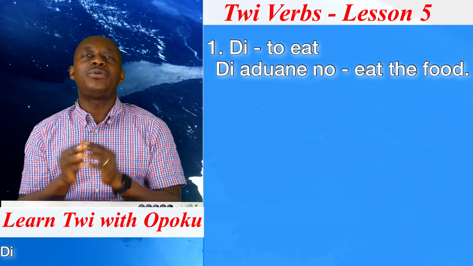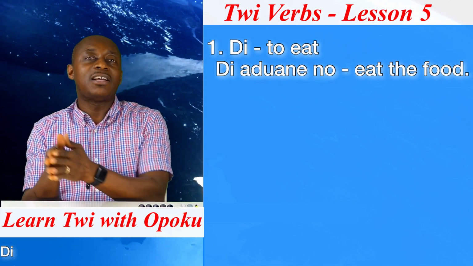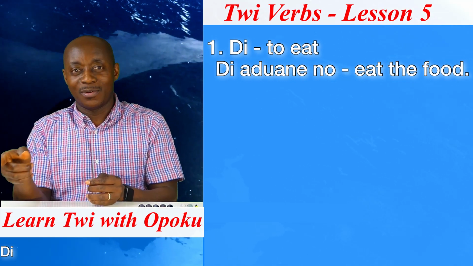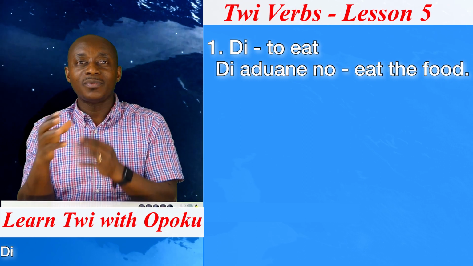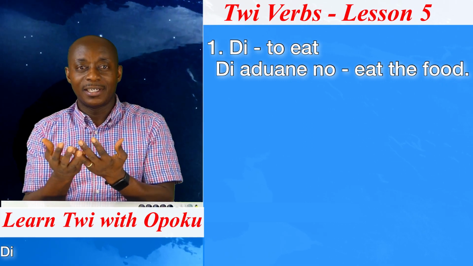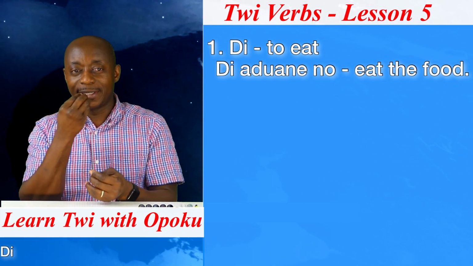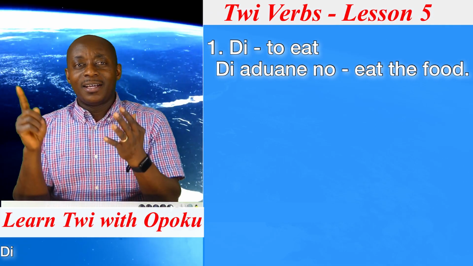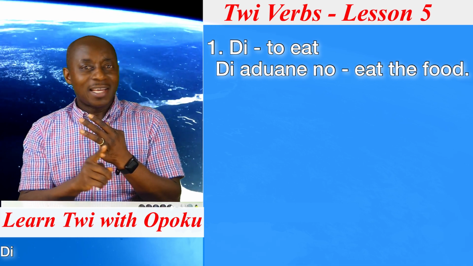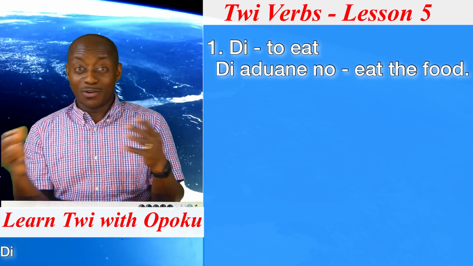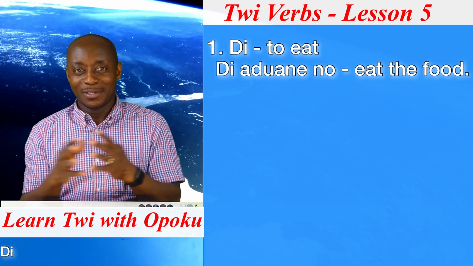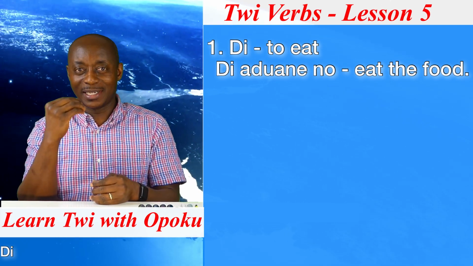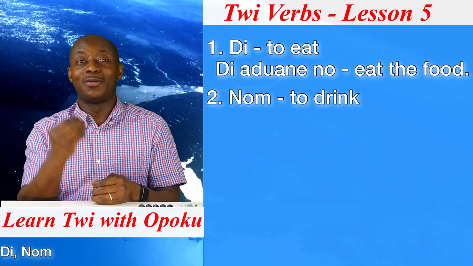Yeah, so you can tell your child, eat the food. In Twi you will say di aduane no. Di aduane no. So when we say di, it means what? To eat. To eat. Good. Eating and drinking, somehow they go along, isn't it? Yeah. So how do we say drink in Twi? In Twi we say nom. Nom.